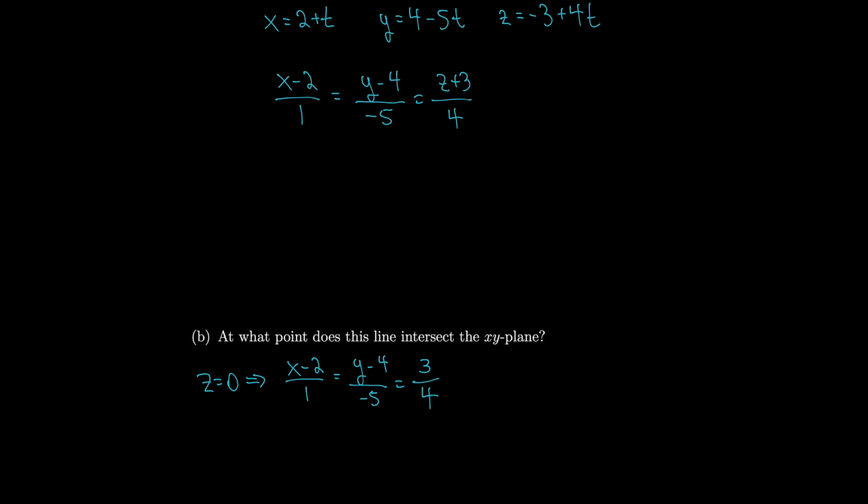Okay, so now if I want, I can solve each of these separately. So (x minus 2) over 1 equals 3 over 4. Well, solving that gives x equals 11 over 4. Just cross multiply. And then we can solve this guy over here, and we get that y is 1/4. So that means that our point is (11/4, 1/4, 0).